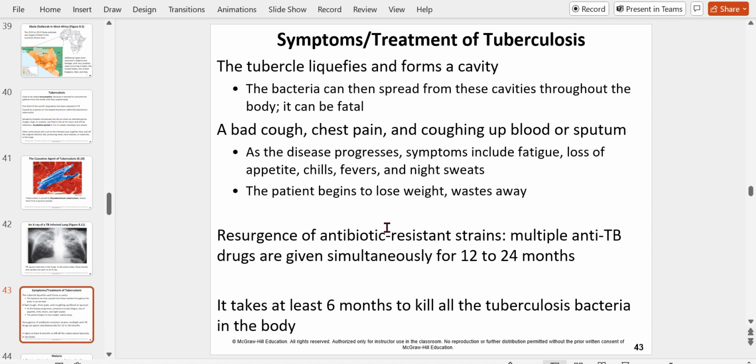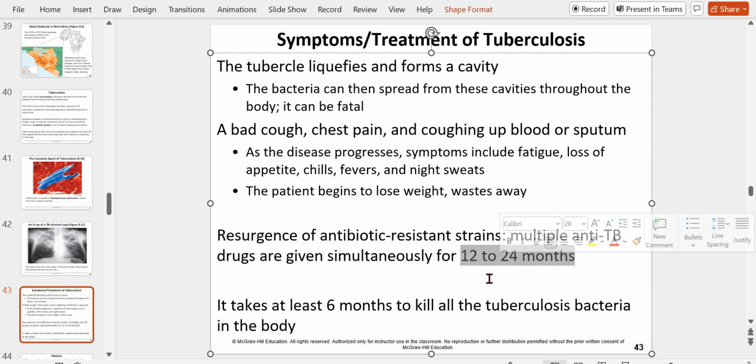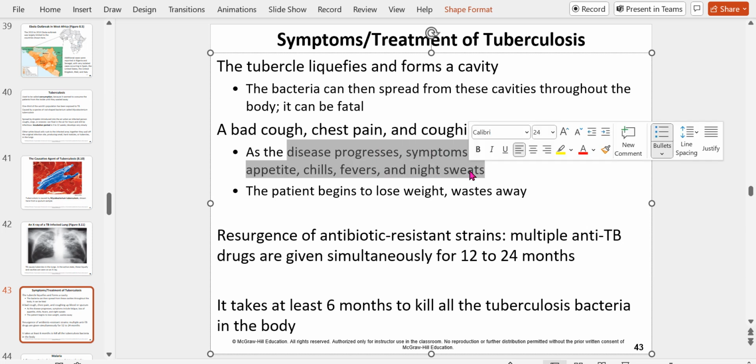Treatment of tuberculosis can take anywhere from 12 to 24 months of antibiotics. It takes a long time to get rid of this once it's been contracted. The tubercles liquefy and form a cavity. The bacteria can then spread from these cavities through the body and generally can be very fatal. Symptoms include a bad cough, chest pain, coughing up blood or sputum. As the disease progresses, the symptoms include fatigue, loss of appetite, chills, fever, and night sweats. Hence its original name of consumption. It just wastes you away.